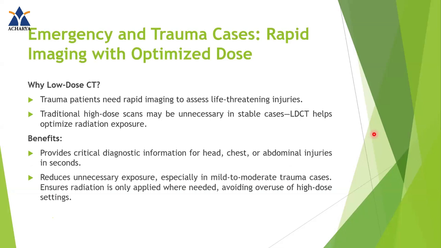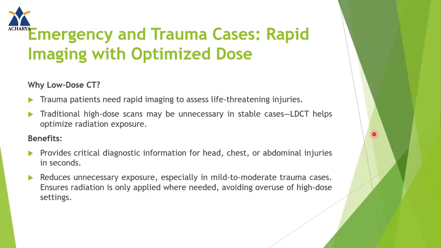Emergency and trauma cases: rapid imaging with optimized dose. Usually in emergency and trauma, the imaging needs to be immediate and accurate. The trauma patient needs immediate imaging to assess life-threatening injuries, especially head trauma or abdominal blunt trauma. So high dose scans may be unnecessary in stable cases where you can use a low dose. Stable cases means the patient is able to cooperate with you and follow all the instructions.